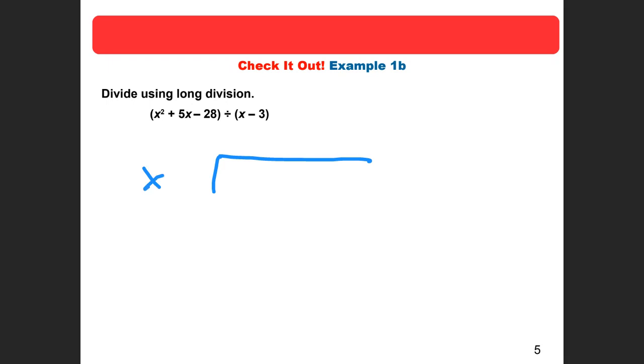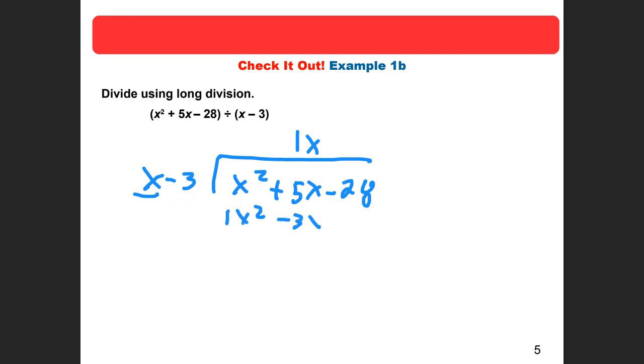If I was going to do long division on this one, I have x minus 3 here, and x squared plus 5x minus 28. X times what gives me x squared? Well, that's 1x. So now I'm going to multiply. That gives me 1x squared minus 3x. Now I'm going to add the opposite. So the x squared is going to cross out. 5x plus 3x is 8x. Bring down the next term.